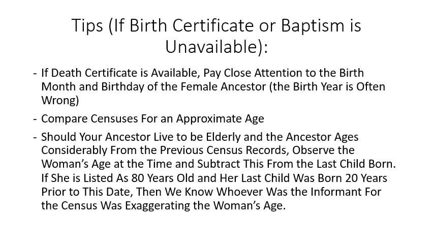The last thing we should look at is, should your ancestor live to be elderly, and the ancestor ages considerably from the previous census records, observe the woman's age at the time and subtract this from the last child born. If she is listed as 80 years of age and her last child was born 20 years prior to this date, then we know whoever was the informant for the census was exaggerating the woman's age.